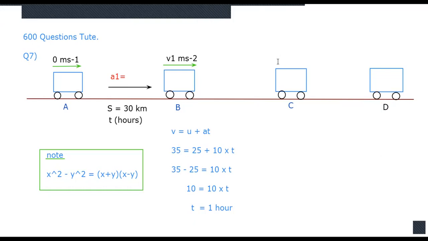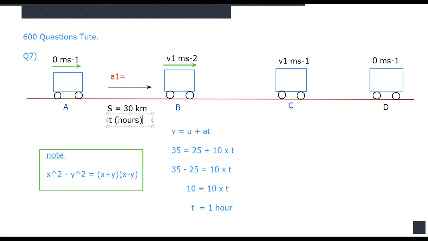So B to C, there is no change in velocity. Therefore, even at the point C, velocity will be V1. Meter per second, not meter per square seconds, meter per second. And when it reaches D, velocity will be 0. So those are the given data.